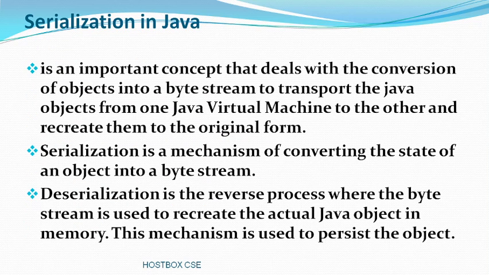So now the question is, what is serialization in Java? It's an important concept that deals with the conversion of an object into a byte stream to transport Java objects from one Java virtual machine to another and recreate them to the original form. We can also simply say it is a mechanism of converting the state of an object into a byte stream. What is deserialization? It's the reverse process, where the byte stream is used to recreate the actual Java object in memory, and this mechanism is used to persist the object.